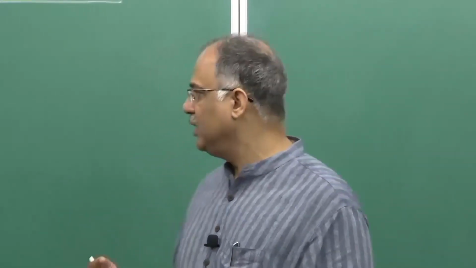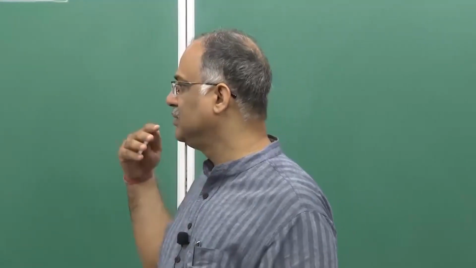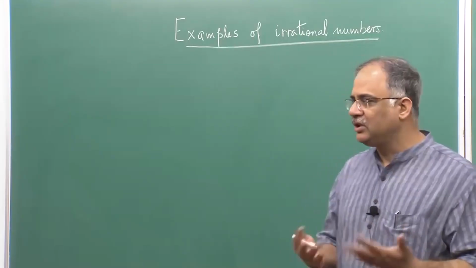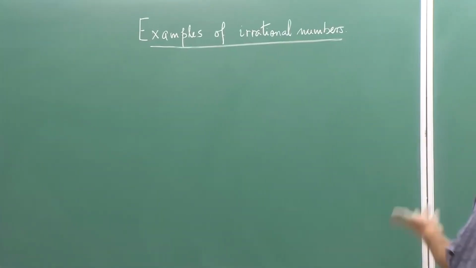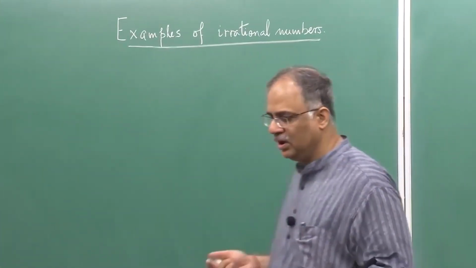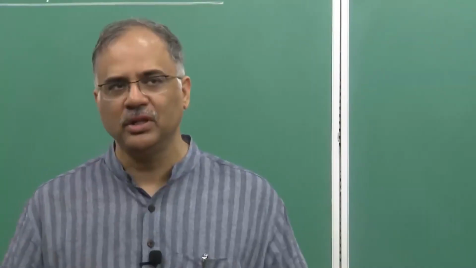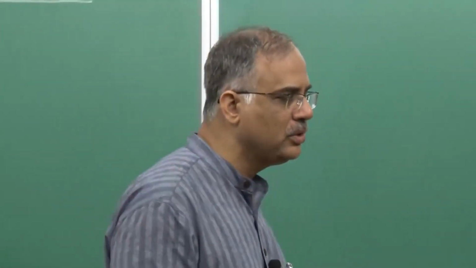But because irrational numbers are so abundant, it will be interesting to see that we should be able to show that some number is irrational. Rational numbers are easy to detect, because if you have a number in the form p by q, it is rational. But how do you know which number is irrational? Irrational numbers are not in the form p by q, so it is not so easy to detect.